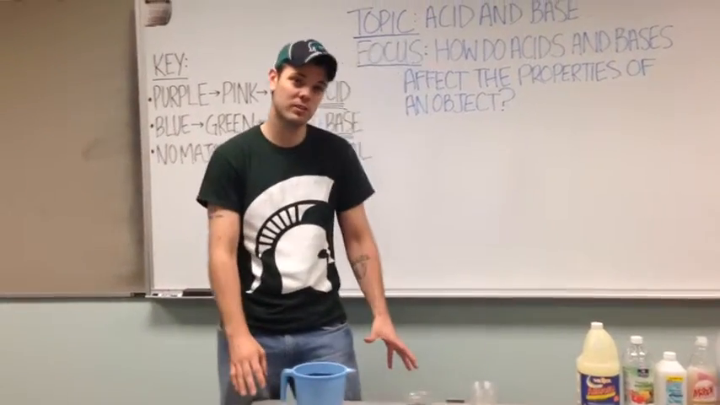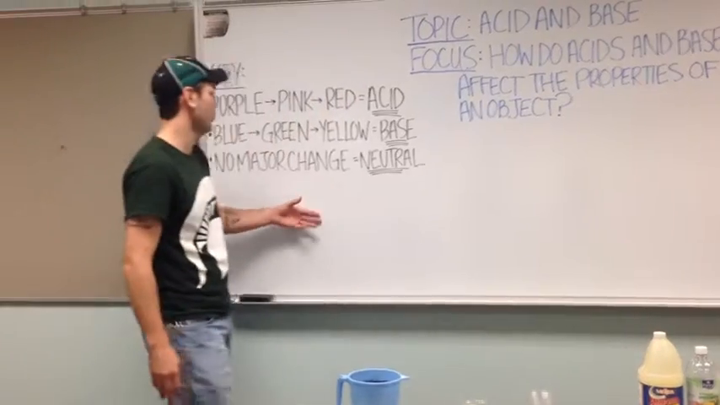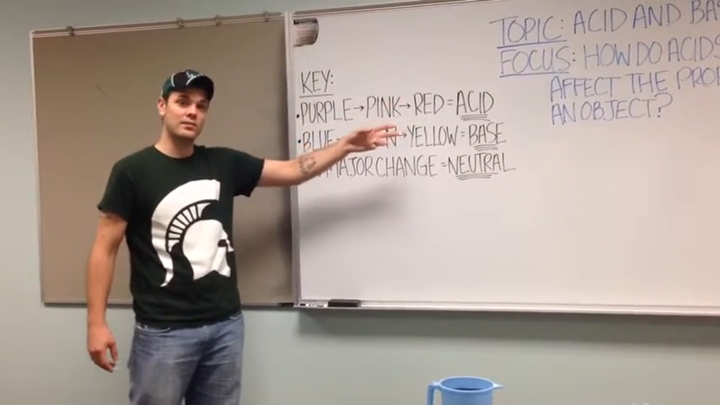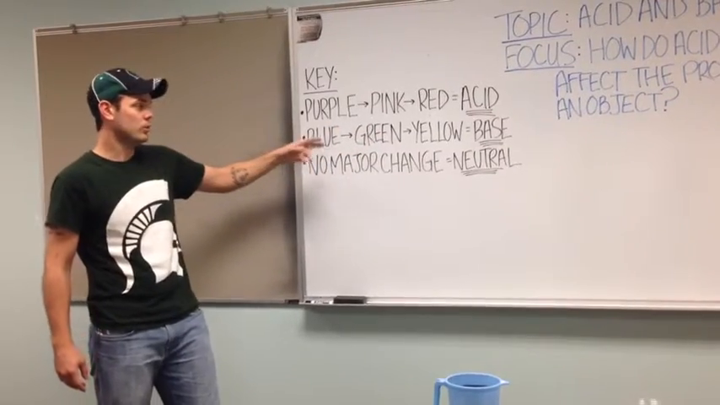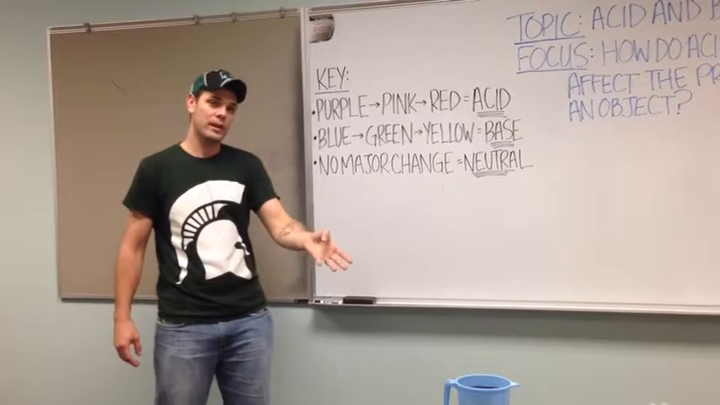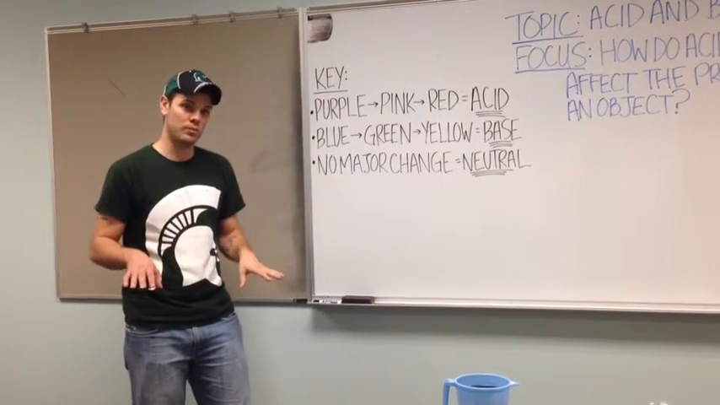And to know which color is an acid and base, I actually wrote a key on the board. If the color goes from purple to pink to red, then it's an acid. If it goes from blue to green to yellow, then it's a base. And if there's no major change in the color of the indicator water, then it's a neutral substance.